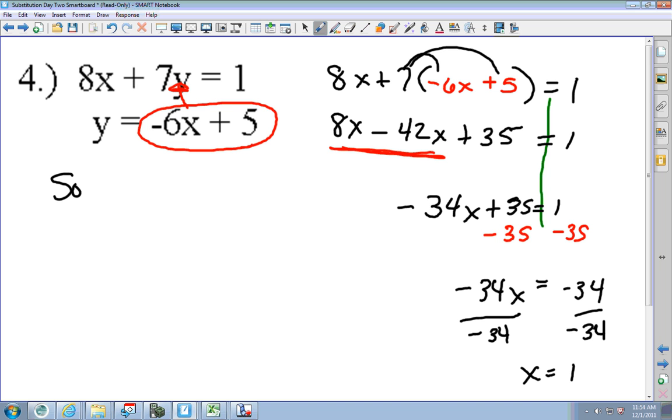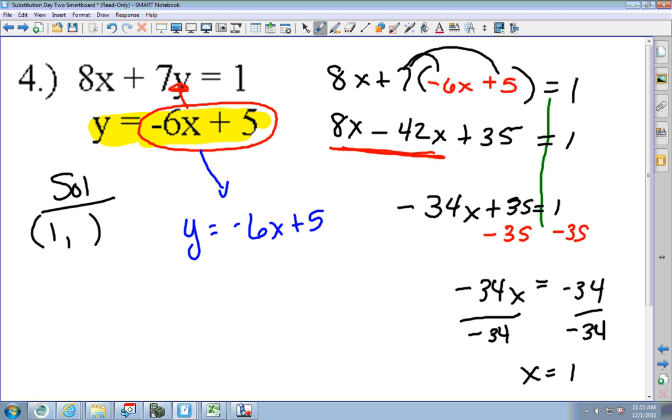My solution, x is 1, but I'm not done. I need to find y. Where did I get 1 from? Okay. Right here. Now I'm going to bring this equation down. y equals negative 6x plus 5.